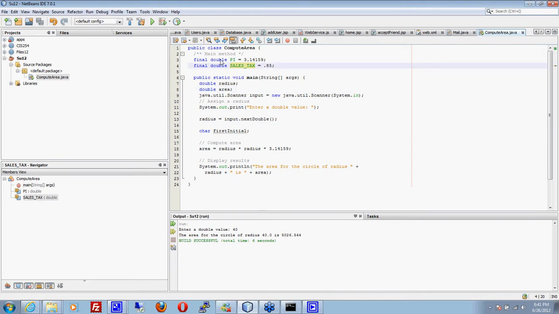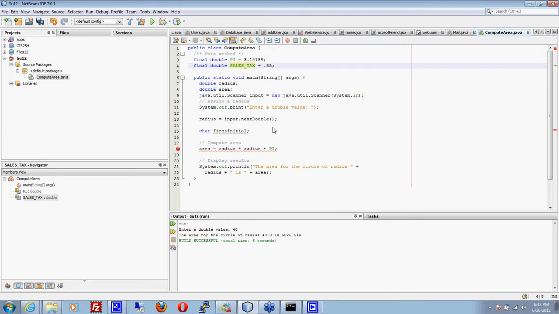Okay, so we got our, let's take a look at this now. We got the constant for pi, and we created one for sales tax. One of the reasons for using these constants is for readability. So if I look in this program and I can say, okay, 3.145, we all kind of know that's pi. But it still would be a lot more readable to say something like that, times pi.